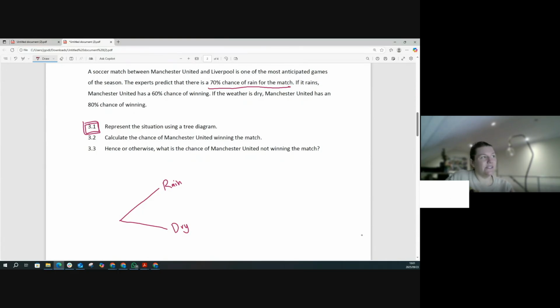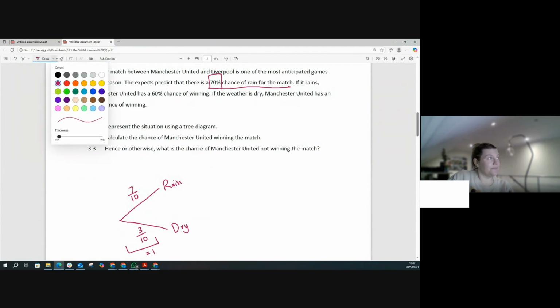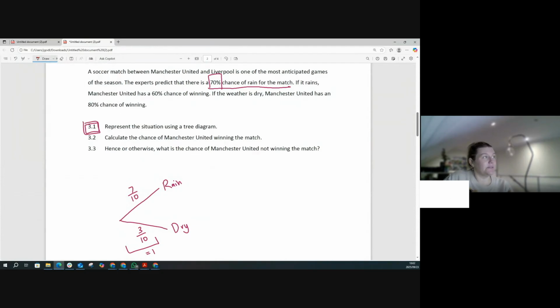Then we have to just think about what they've told us. So they said there's a 70% chance of rain for the match. So that means there's a 7 out of 10 chance it's going to rain and a 3 out of 10 chance that it's not going to rain. Because remember, when I add these two up, I need to get 1. So 7 over 10 plus 3 over 10 needs to equal 1. Okay. Then let's look at the second part. Oh, wait, before I look at the second part, does anyone have questions about the dry and the rain and where those numbers came from?